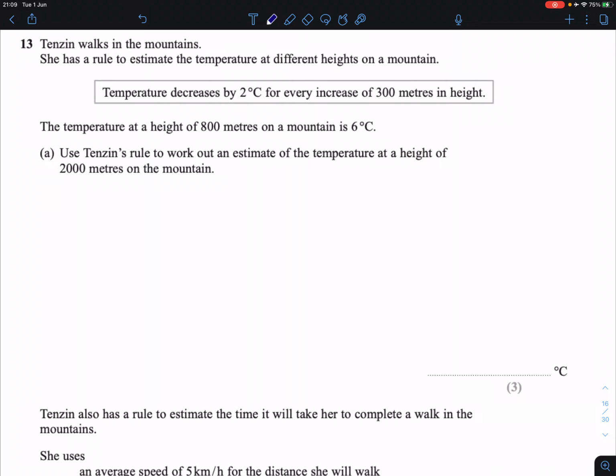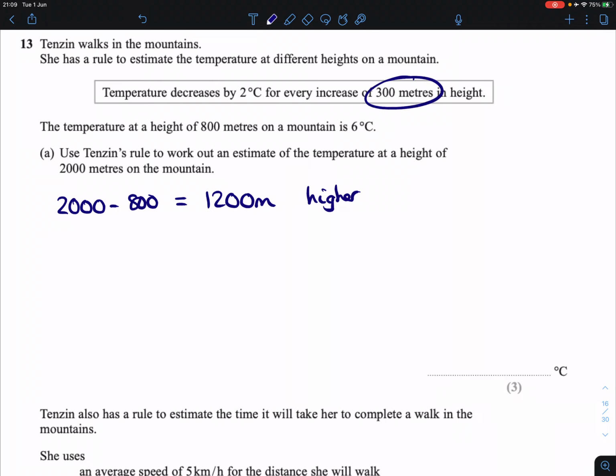The temperature at a height of 800 meters on a mountain is 6 degrees Celsius. Use Tenzin's rule to work out an estimate of the temperature at a height of 2,000 meters on the mountain. So 2,000 meters, we need to figure out how much higher that is compared to 800. So the first thing we do is take them away from each other in order to get that distance. So 1,200 meters higher.